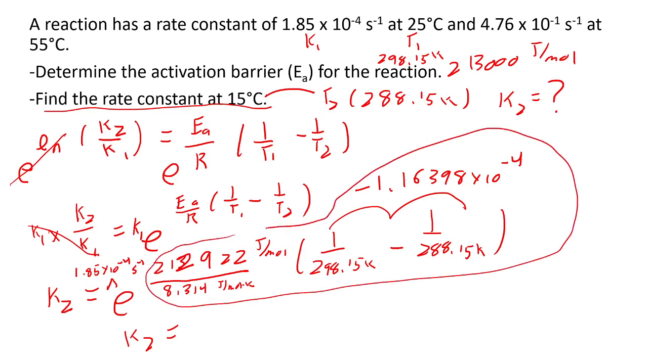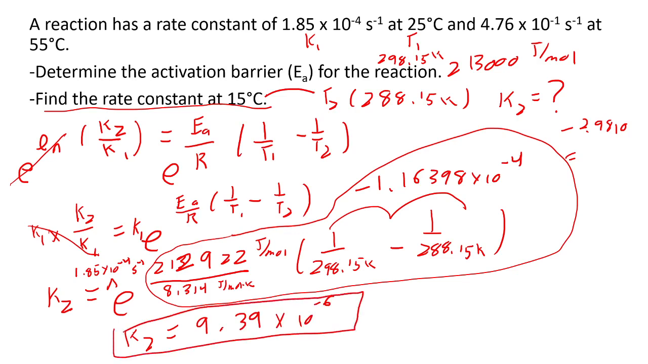This whole thing here, I get is equal to negative 2.9810. That'll work well enough. So I'm doing e to that power. And that gave me 0.05074, and I'm multiplying that by my 1.85 times 10 to the negative 4th. And what I got is that K2 is 9.39 times 10 to the negative 6, because now I'm rounding to the 3 significant figures that my other K values have. So this is at 15 degrees Celsius.